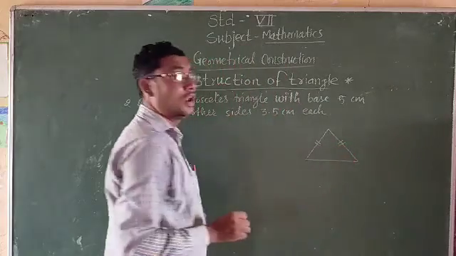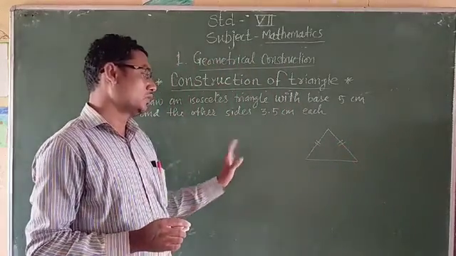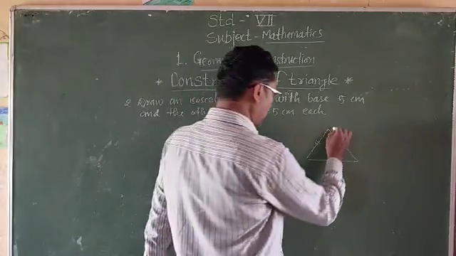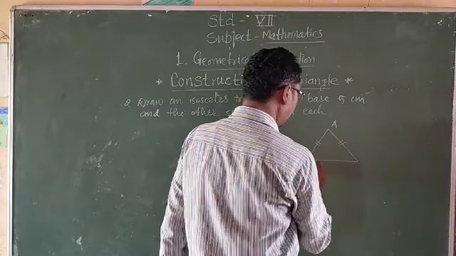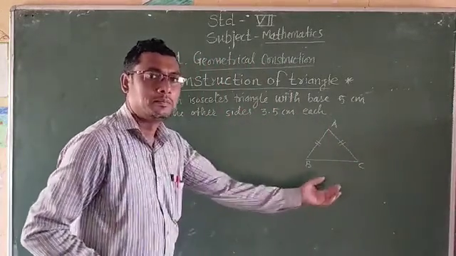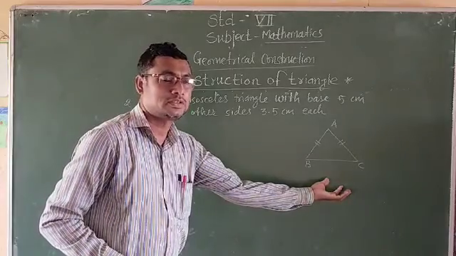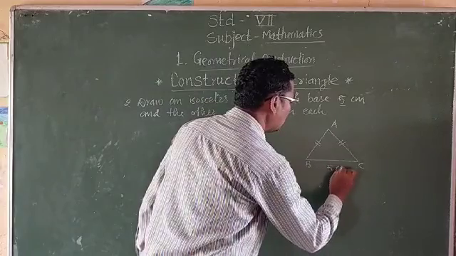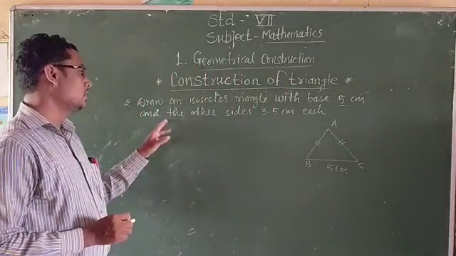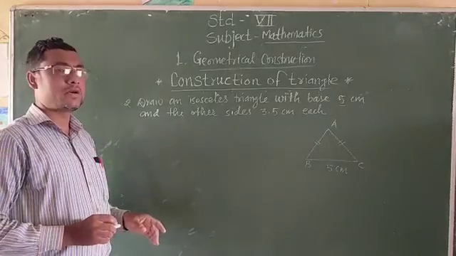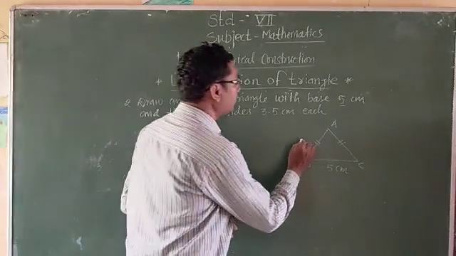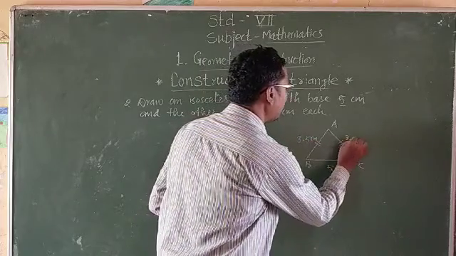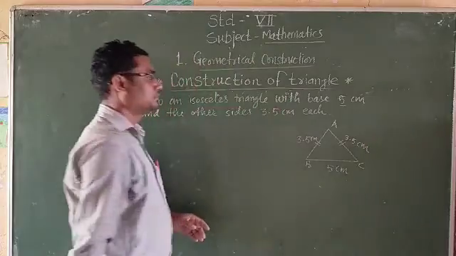Two sides are equal. When two sides are equal or congruent, we say that it is an isosceles triangle. I am using the letters A, B, and C. This is the base. What is the base given here? 5 centimeter. The other two sides are 3.5 centimeter, and here also 3.5 centimeter.